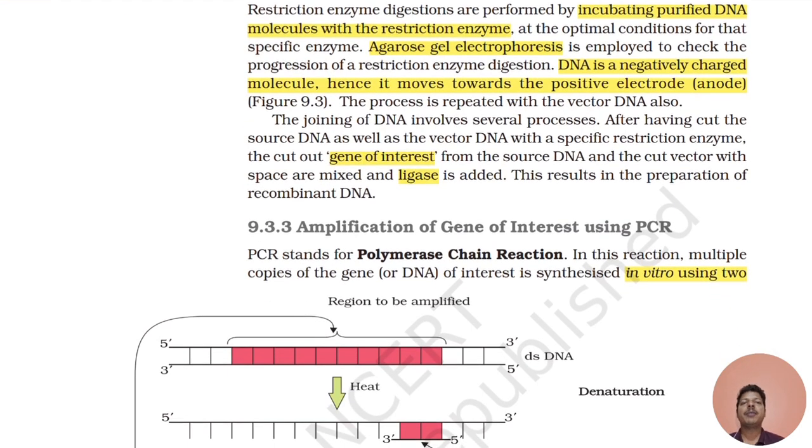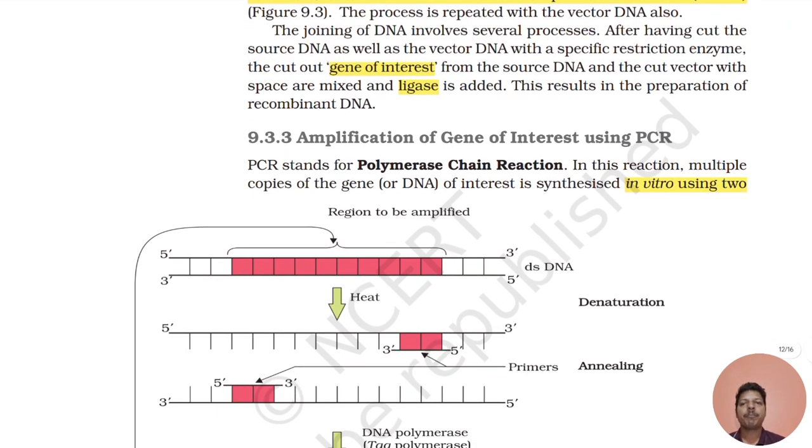Then joining of DNA involves several processes. After having cut the source DNA as well as the vector DNA with a specific restriction enzyme, the cut-out gene of interest from the source DNA and the cut vector are mixed and ligase is added, and this results in the preparation of recombinant DNA.